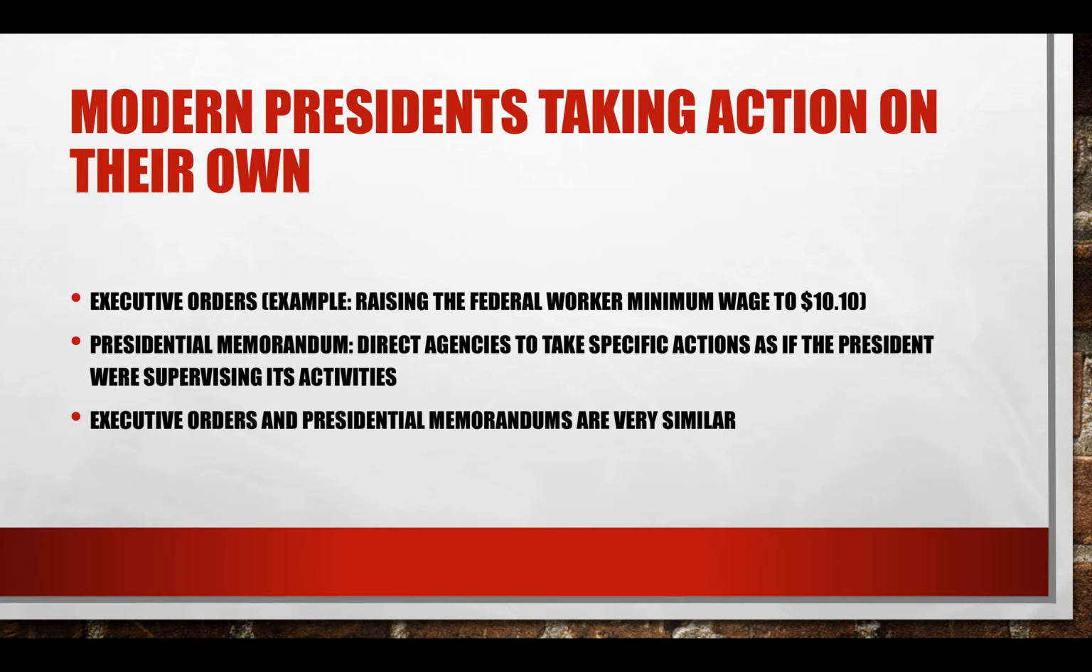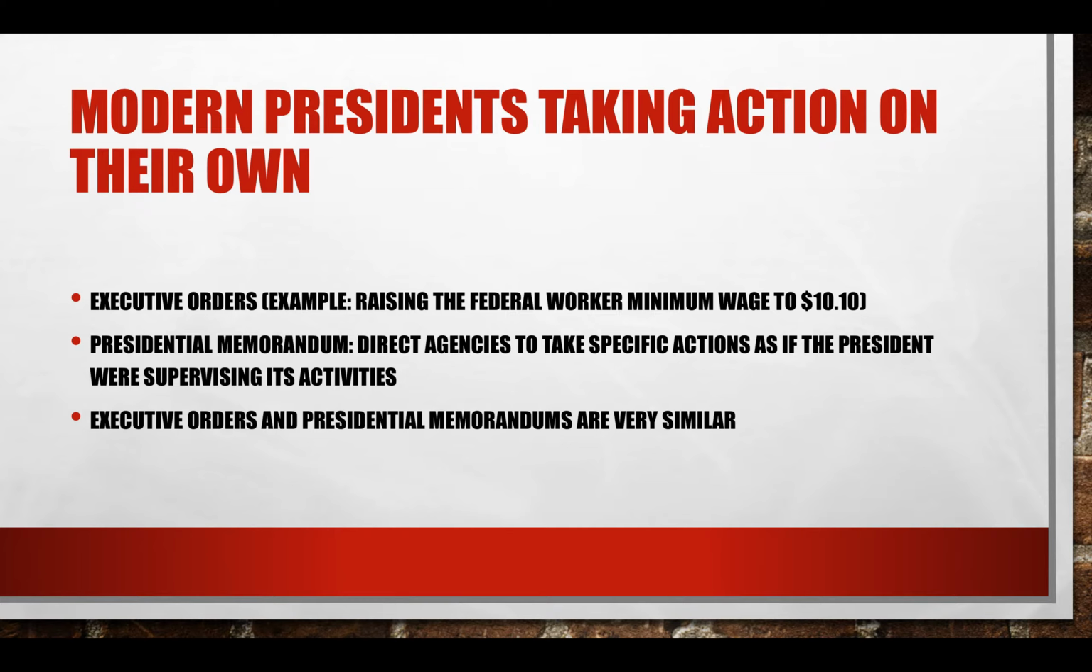Over the years, the role of the presidency has expanded. Modern presidents sometimes take actions on their own, without the guidance from Congress, through executive orders and presidential memorandums. Executive orders are signed by the president to make administrative changes. They make significant changes in public policy, but are limited in scope. For example, President Obama signed an executive order raising the minimum wage for federal workers to $10.10 per hour.